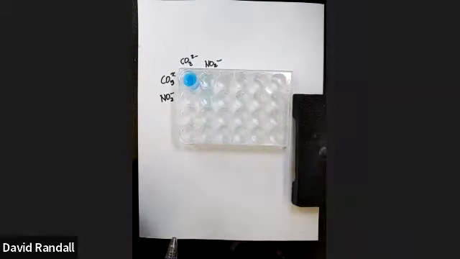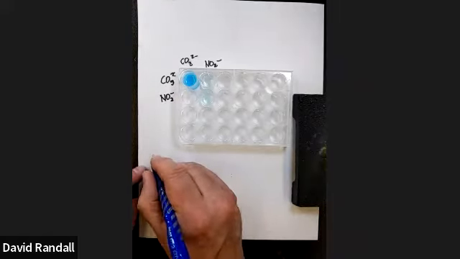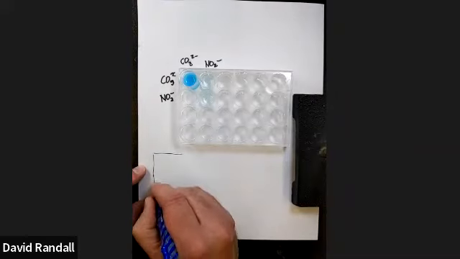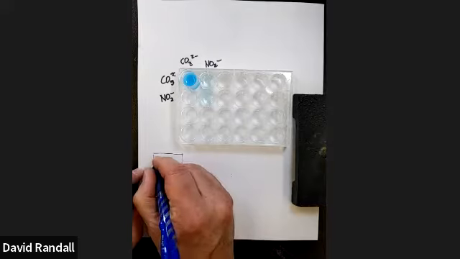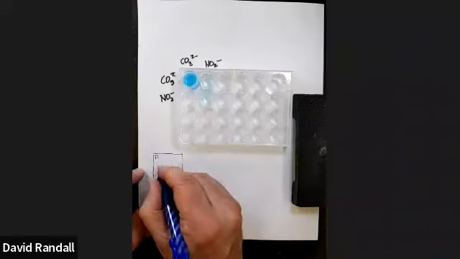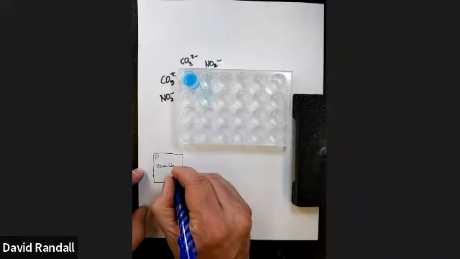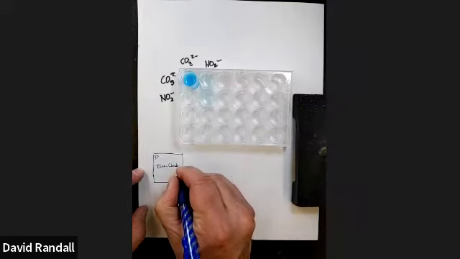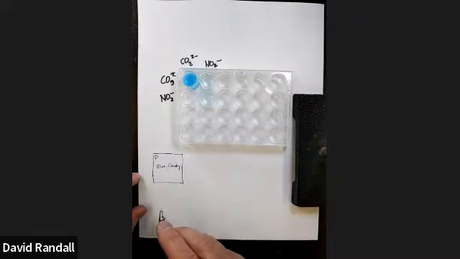In the room here, I can see that a solid formed. In the square that corresponds to that carbonate, I would write that a precipitate formed. I would describe it as maybe blue cloudy, C-L-O-U-D-Y, blue cloudy.